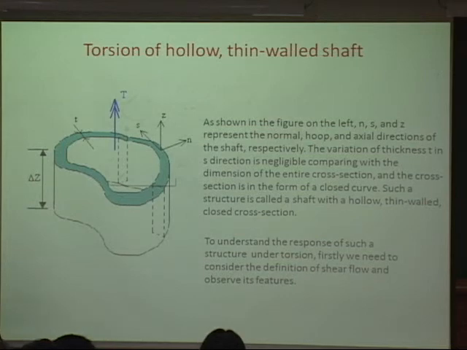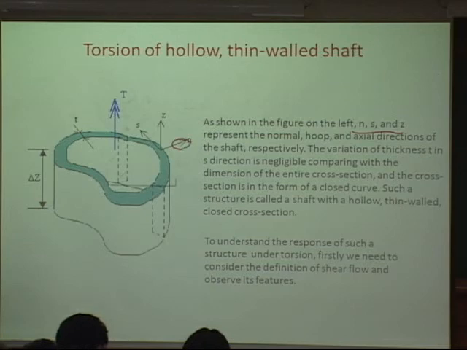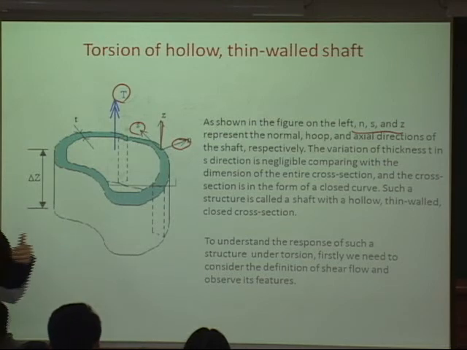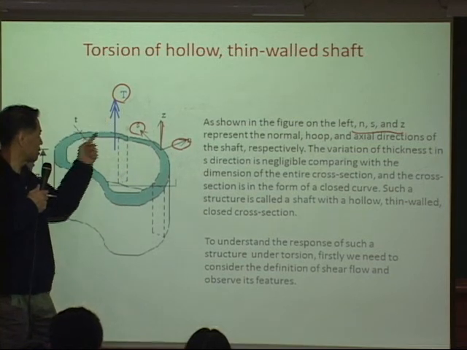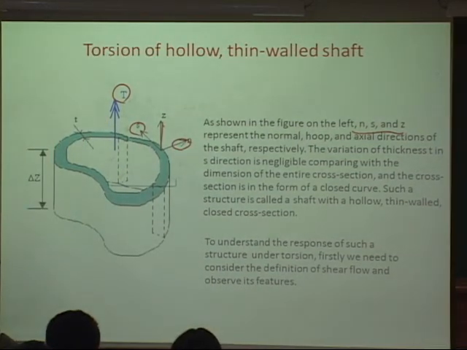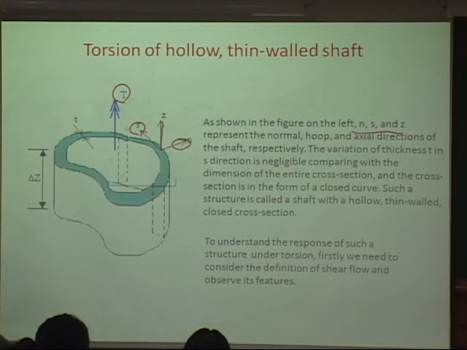Okay, so I will read here, as shown in the figure on the left, n, s, and z. This is the coordinate system, n, s, z. n is the outward normal directional vector, and s is the coordinate along this wall, and z is the longitudinal direction, same as the torque we applied. And as you can see, those coordinate directions n and s are varying along this wall. So n, s, and z represent the normal, hoop, and axial directions of the shaft.